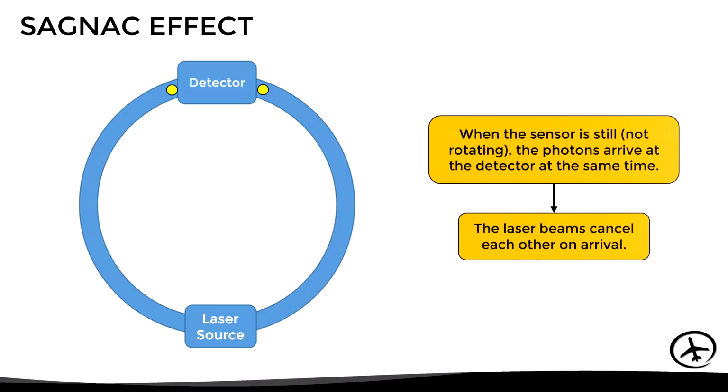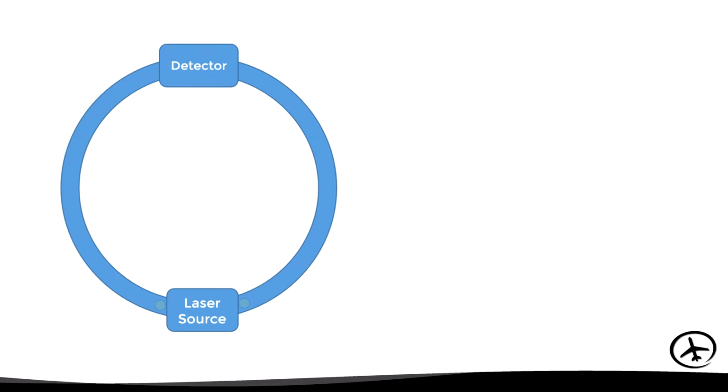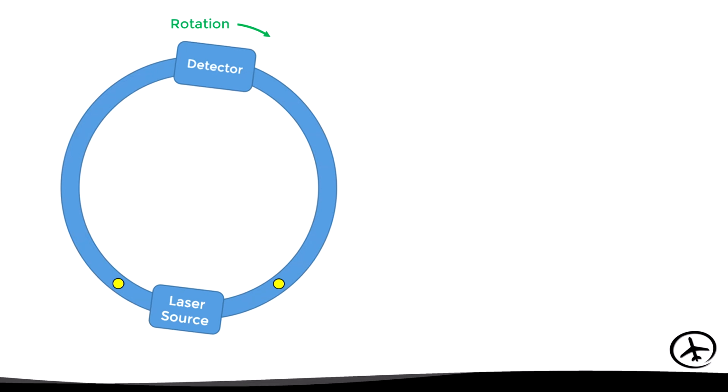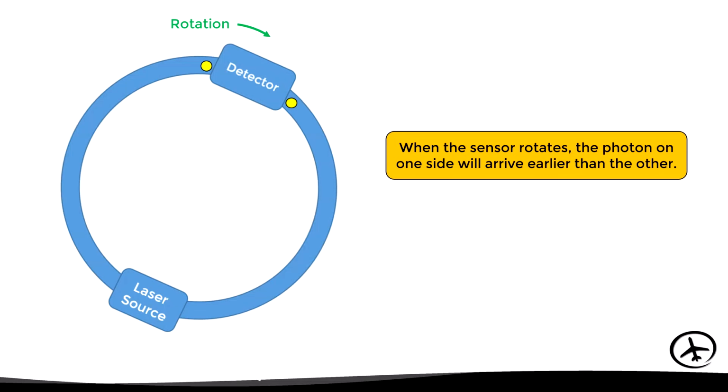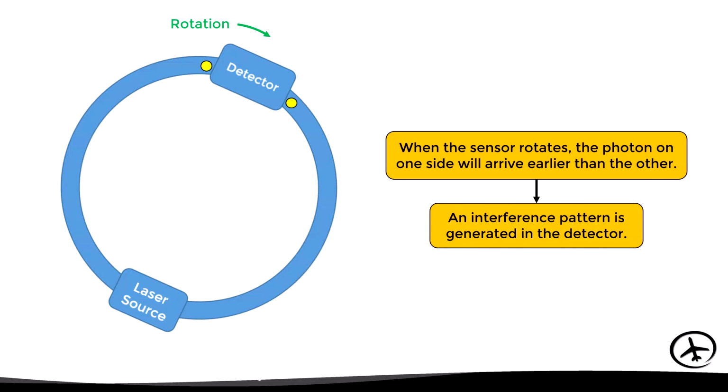Now, suppose we have exactly the same situation, but now the sensor is rotating. In this case, one of the photons will have to travel a shorter distance than the other, so it will reach the detector sooner. In this way, since the laser beams do not cancel each other out, an interference pattern is generated in the detector.